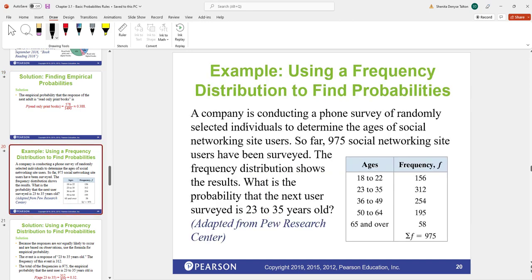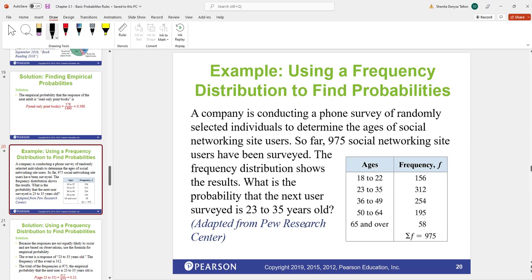In this example, a company is conducting a phone survey of randomly selected individuals to determine the ages of social networking site users. So far, 975 social networking site users have been surveyed. The frequency distribution over to the right shows the results. We want to know what's the probability that the next user surveyed is 23 to 35 years old. As you can see in this frequency distribution table, we have the ages broken up along with the frequencies. So we know 156 people surveyed were between the ages of 18 to 22, 312 were between the ages of 23 and 35, and so on.